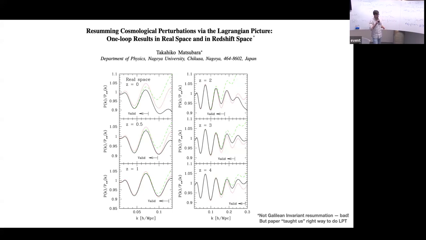So that integral converges. Yeah, it does, right? Because this just goes as dp times p, and the power spectrum goes as k to the -3. So it's just the integral of k to the -3 that converges.